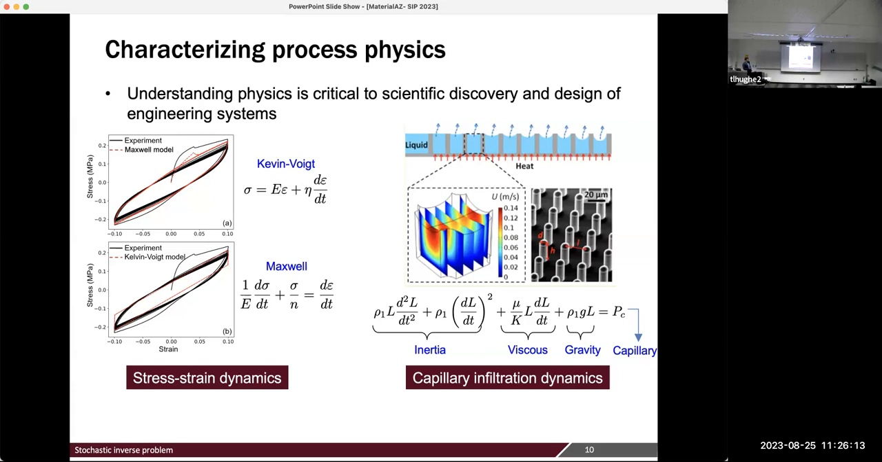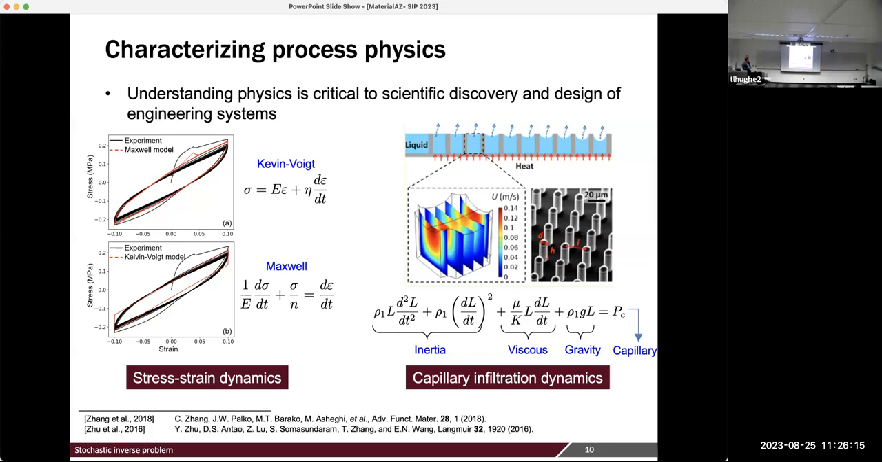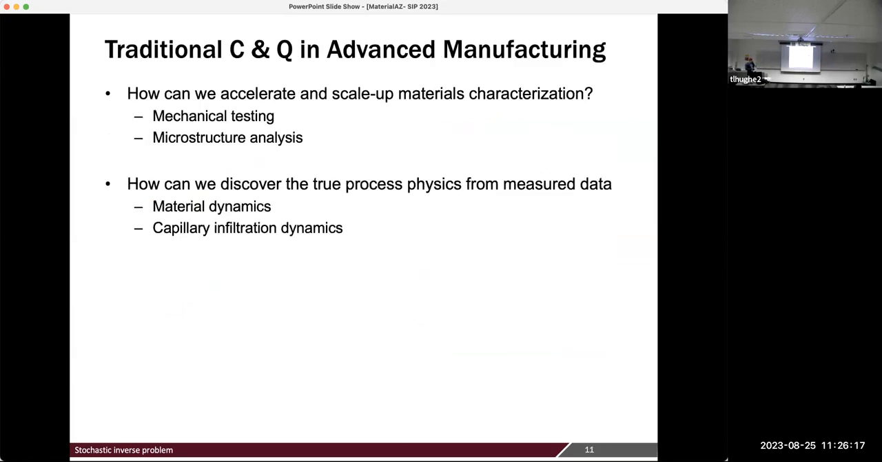So that's the general overview. Now let me try to pose these two questions. First is, how can we accelerate and scale up material characterization in terms of mechanical testing and microstructure analysis? That's the first part of this talk that we'll focus on. And then we'll jump on and see, can we use measured data to discover process physics? And I'll show you one example in an infiltration problem.